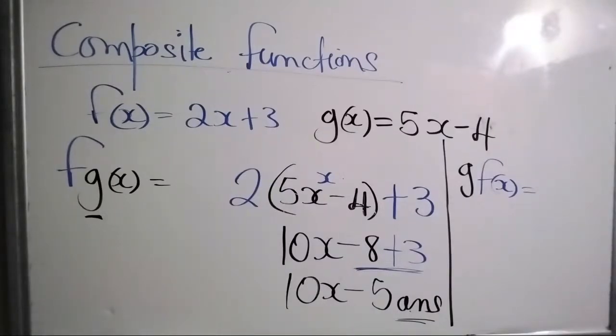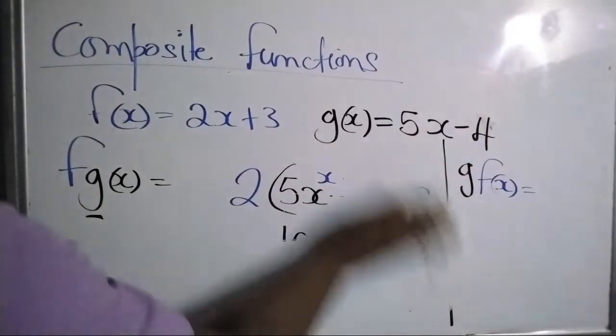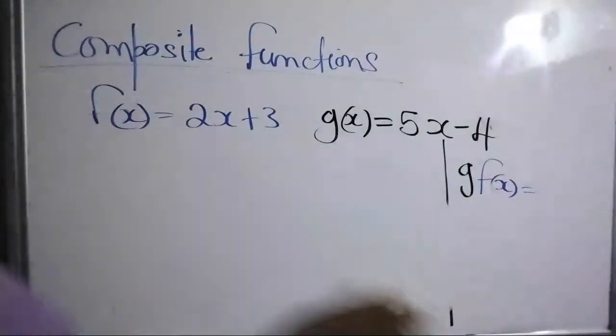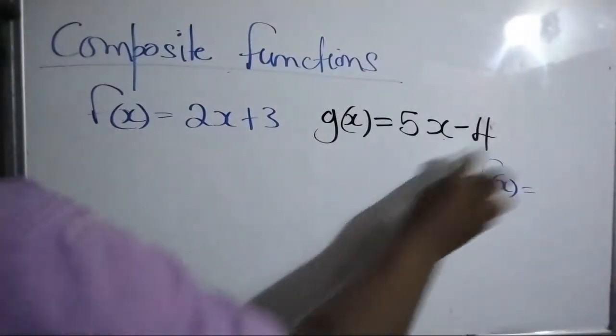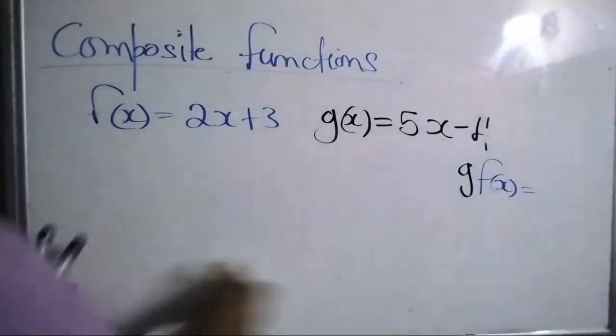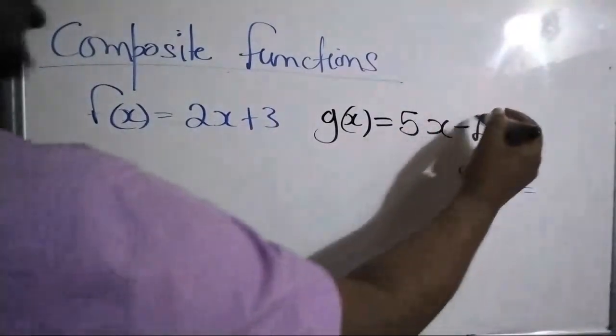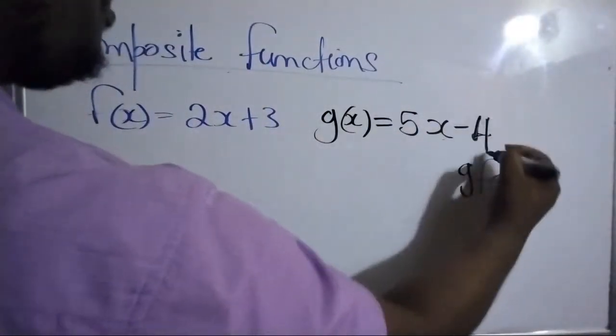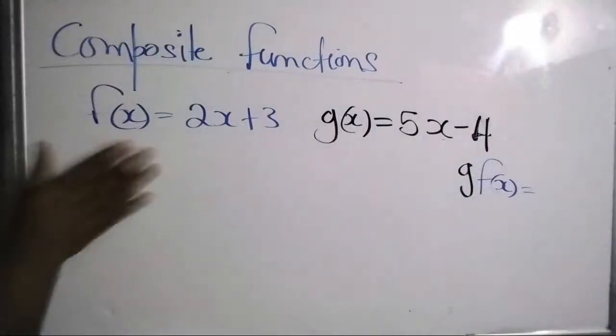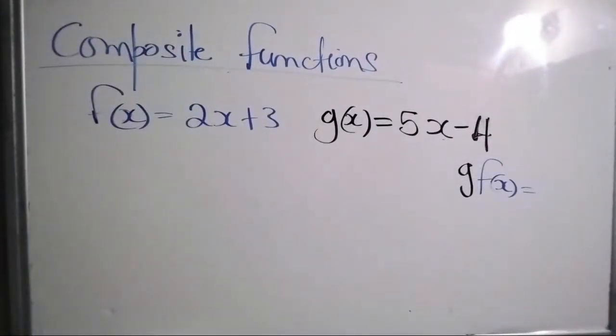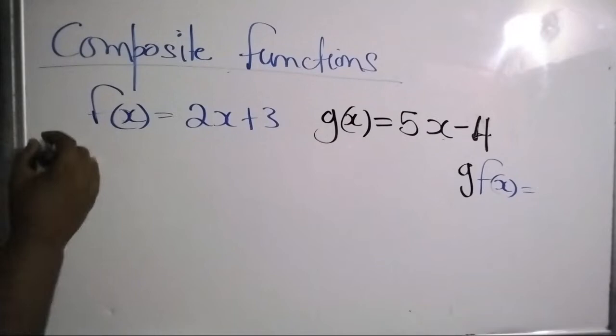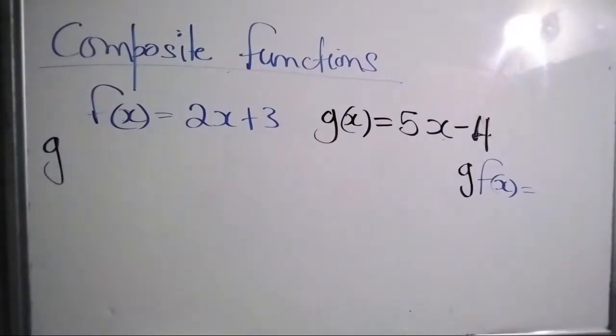All right, guys, let's just do g(f(x)). So we get 10x minus 5. Let us see if it will be the same as what was said. If I don't pronounce her name correctly, forgive me. I don't know how it's pronounced. I just pronounce it how it looks to me. All right, so we're going to be looking at g(f(x)).